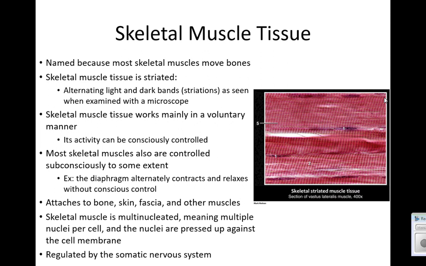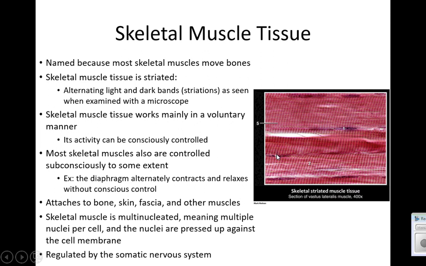Skeletal muscle attaches to bone, skin, fascia, and other muscles. It is multinucleated, and you can see several nuclei over here on the right. Each of these little dark lines would be an individual nucleus. Each muscle fiber, which is a fancy way to describe a muscle cell, contains many of them, and we'll talk about why that is in just a little bit.